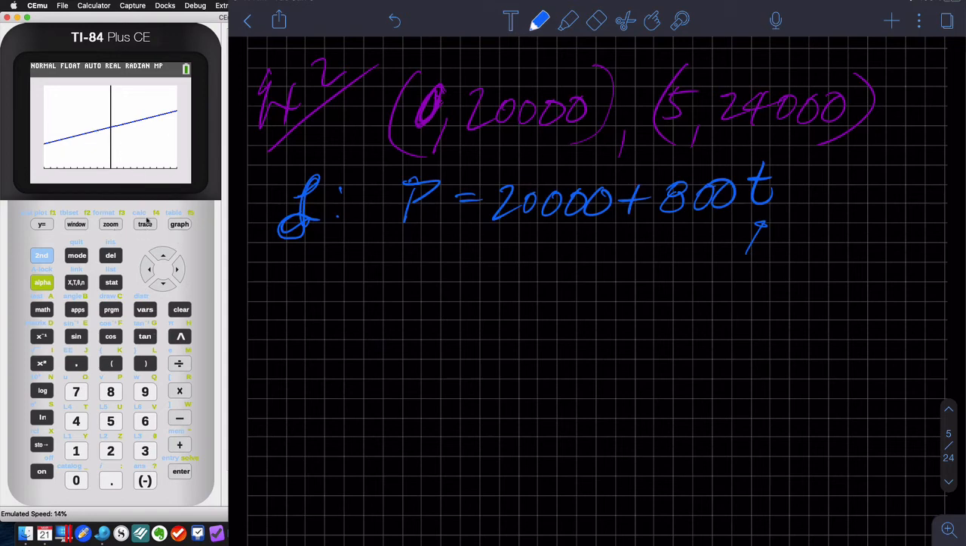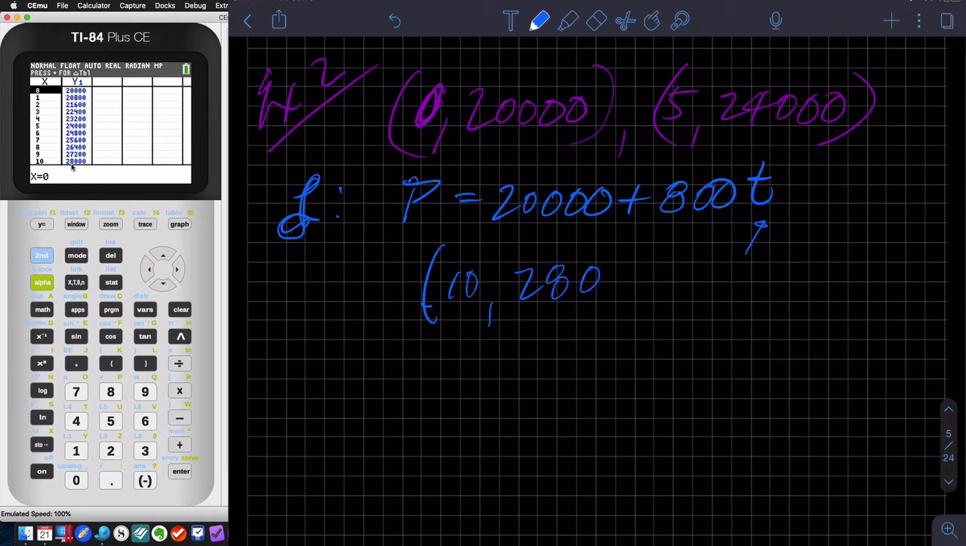So now what I want to do is, because we want to know all of these other values, 10, 15, 20, 25, I want to go to table. Okay, so let's go to second table. And at x equals 10, I have 28,000. And this would be easy, you could just add the amount too if you wanted to. 15, 20, and 25 they wanted.